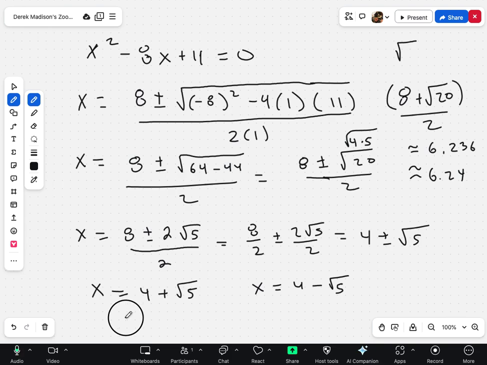Yep, and so that gives us approximately 6.24 rounded to 2 decimal places. And same thing, 4 minus square root 5. And that comes up to 1.763, so on and so forth. So with that 3, that 6 would stay put, so this one would be 1.76. So without seeing your actual calculator, I'm not sure what more to say than that.